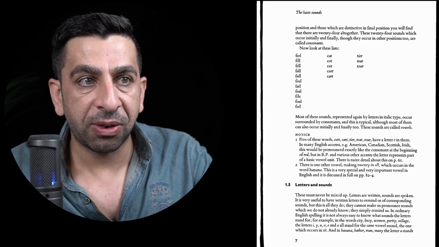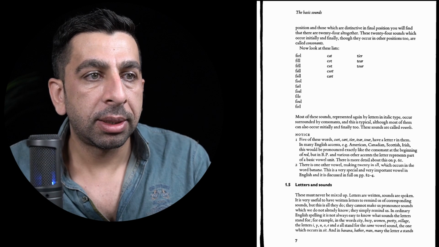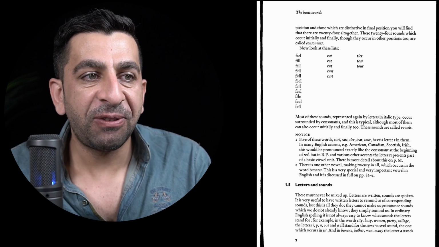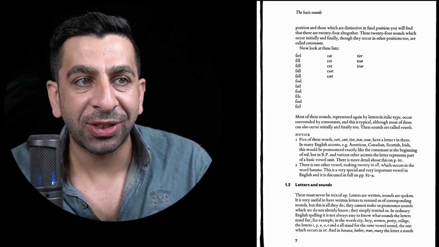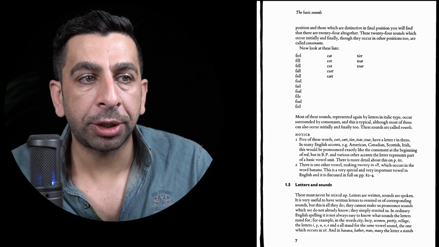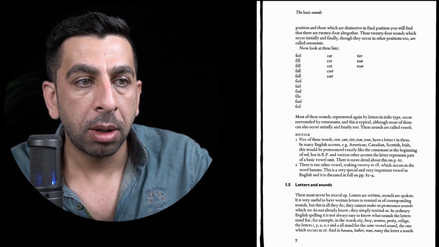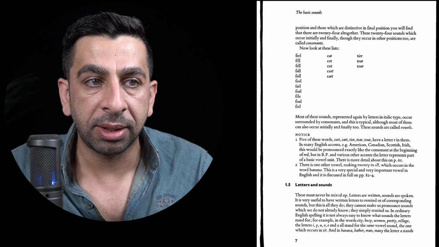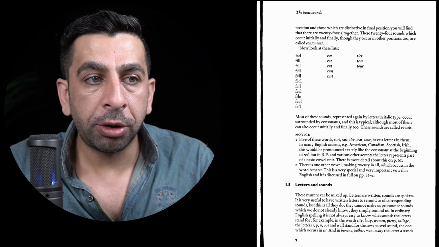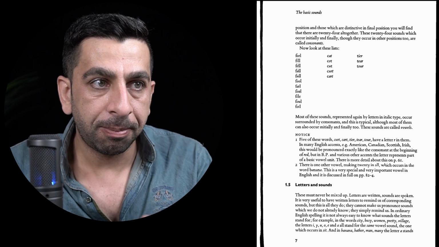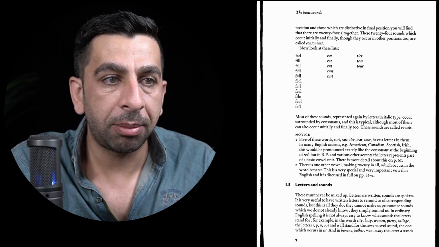Now look at these lists. For example, feel, fill, fell, fall, full, fool, fail, foal, file, foul, foil, cat, cot, cut, curt, and cart, tear and tour. Most of these sounds represented again by letters in italic type بالخط المائل occur surrounded by consonants. هذه ترد بالخط المائل اللي هي احنا نسميها vowels, اللي هي بالخط المائل اللي موجودة.